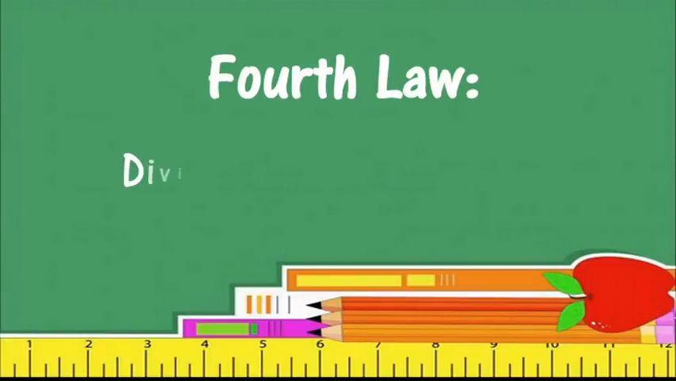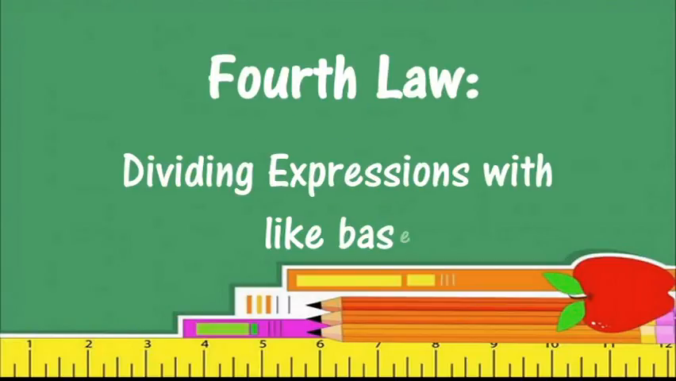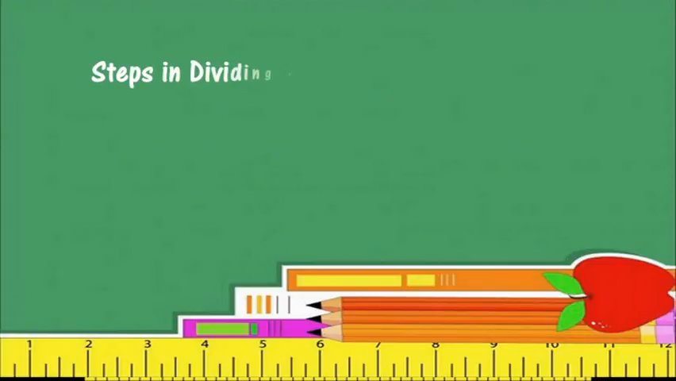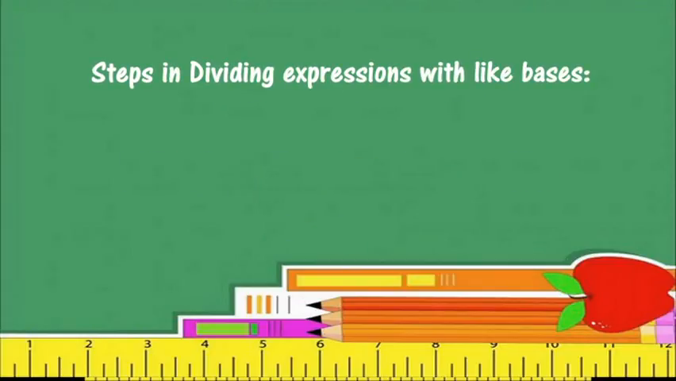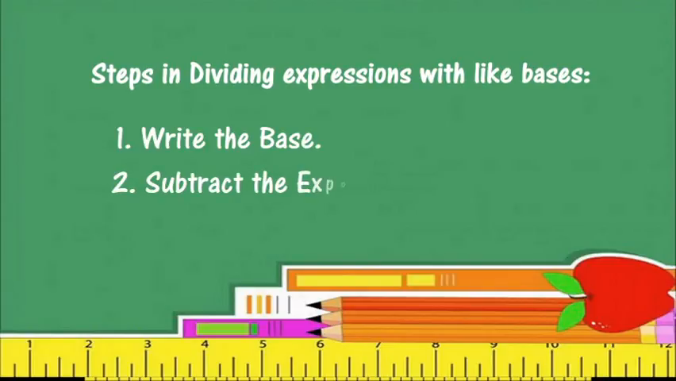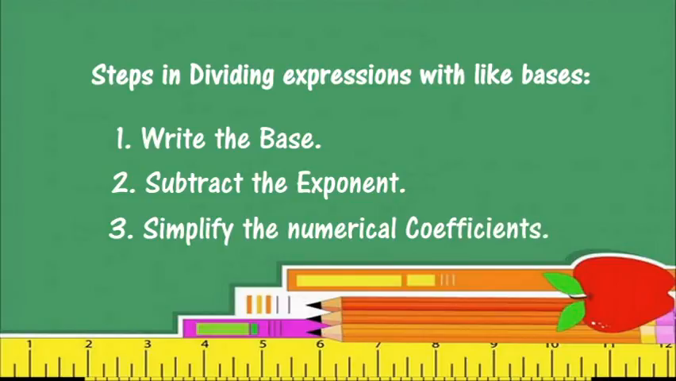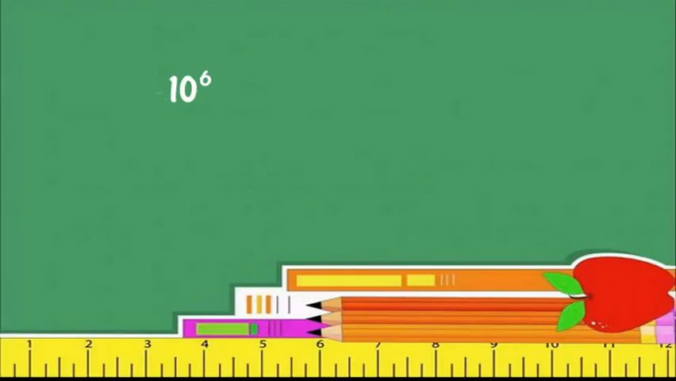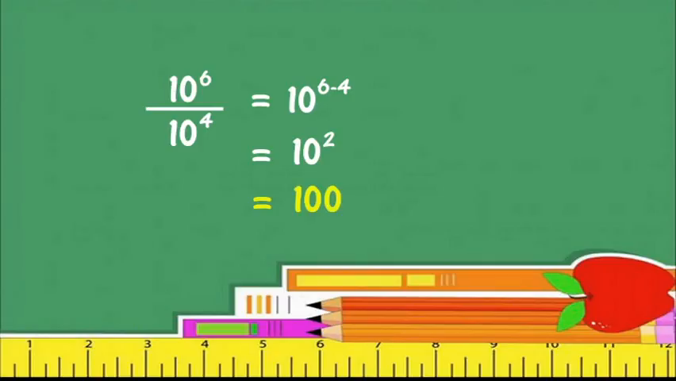The fourth law is dividing expressions with like bases. Steps in dividing expressions with like bases. First, you need to write the base. Second is to subtract the exponents. And third is simplify the numerical coefficients. For example, 10 raised to 6 over 10 raised to 4. It is equal to 10 raised to 6 minus 4. It would be 10 raised to 2 or 100.